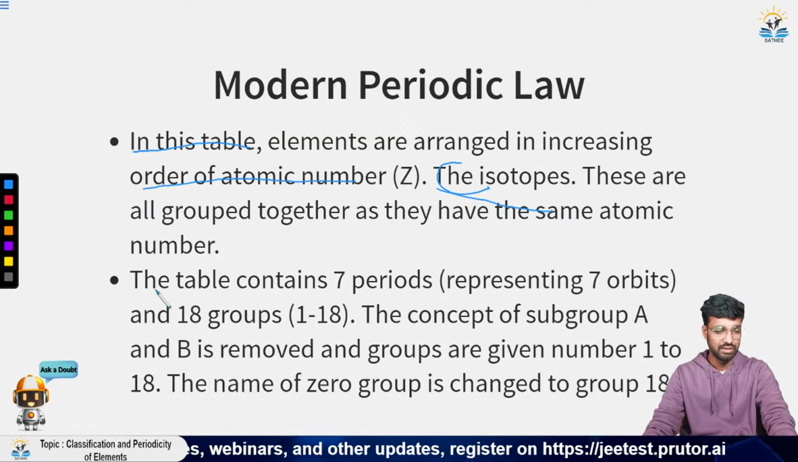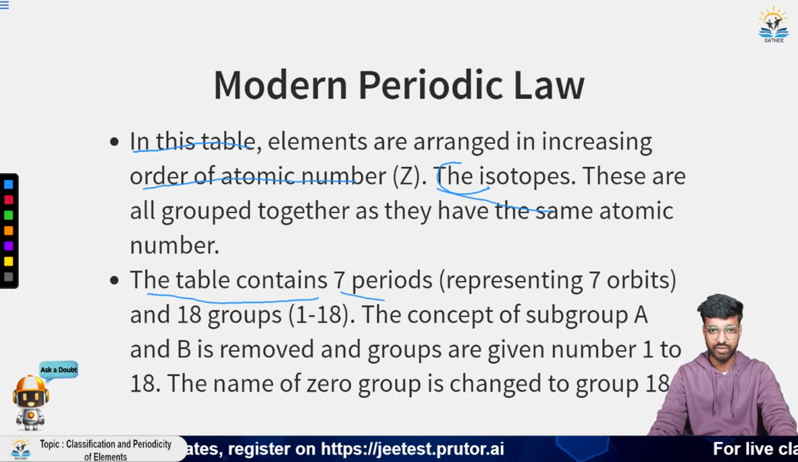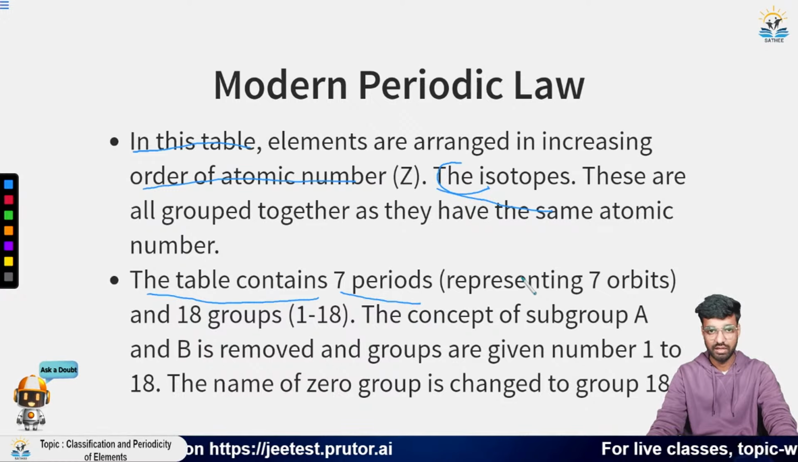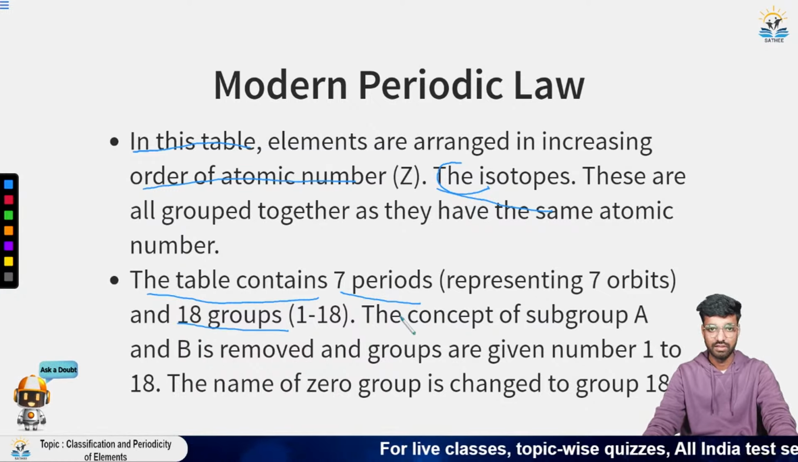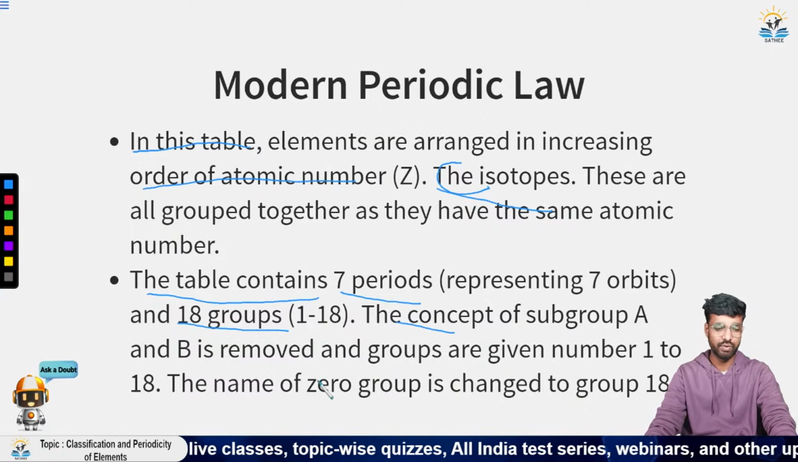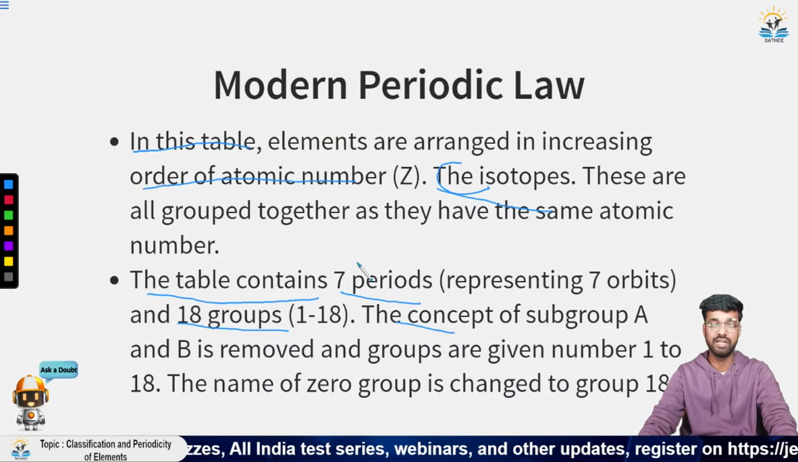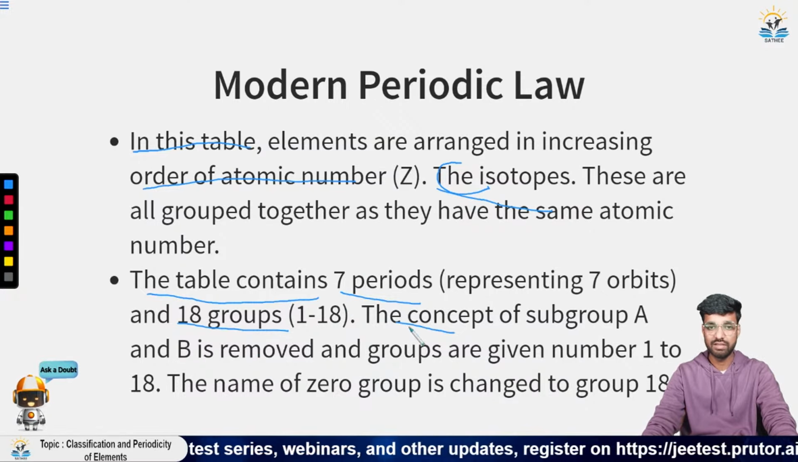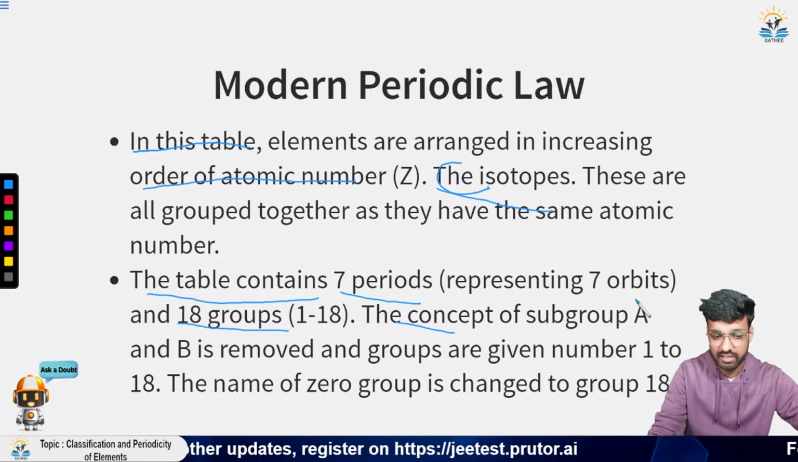Now, if you look at the structure of the table, it has 7 periods that go from left to right, and 18 groups from up to down, and the concept of subgroups A and B is removed. That was a more complex way of representing the modern periodic table, which had the subgroups A and B, but now it has been removed. Let us see this table.